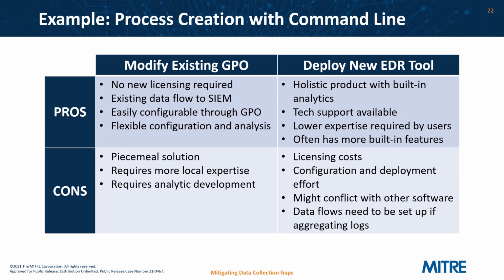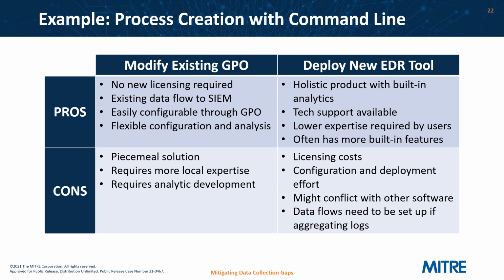To help in making this decision, we've listed the pros and cons of each option. For modifying Windows auditing via GPO, the pros come largely from the environment already being set up to push out changes through GPO and having Windows logs sent to the analysis platform. Since this uses existing tools, we don't need to worry about additional licensing, other than perhaps on the analysis platform for ingesting more logs.